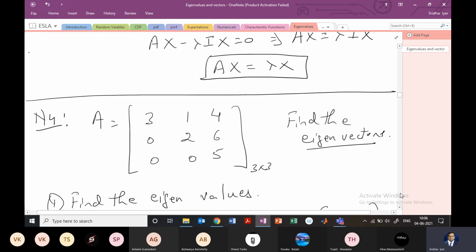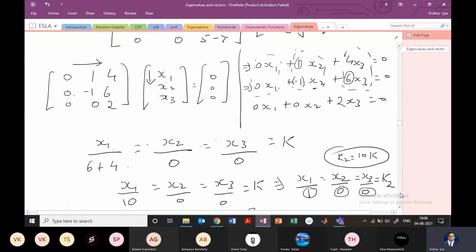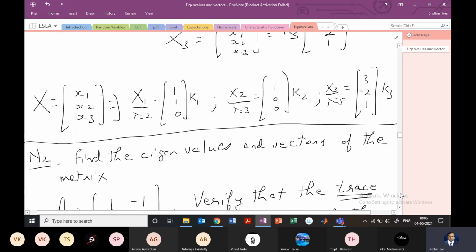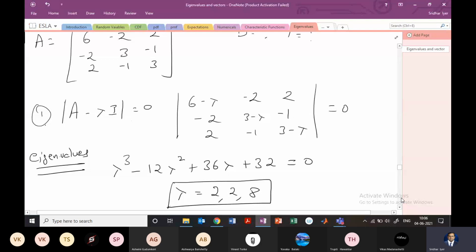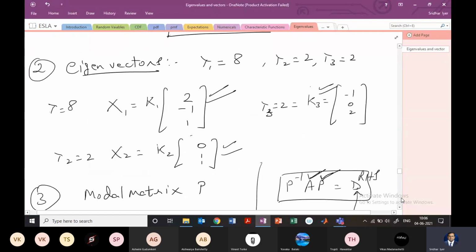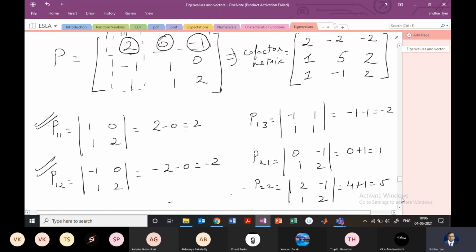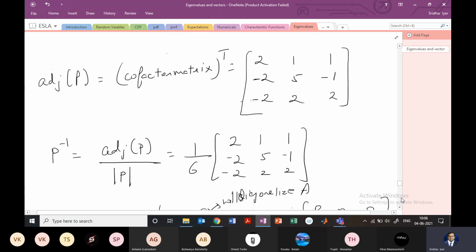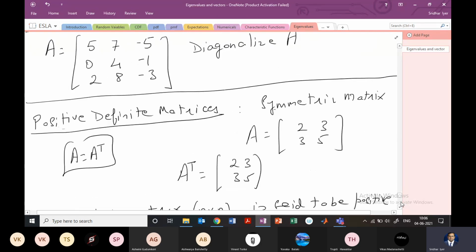So we've seen the process of how to find eigenvectors, for which we need to find the eigenvalues first, and then plug each value of lambda into the equation and get the eigenvectors correspondingly, right? Then in the last lecture we looked at how we can diagonalize the matrix, for which we need to find the eigenvalues, then the eigenvectors, find the modal matrix P, and then prove that P inverse AP is equal to D, where D is nothing but a diagonal matrix having the eigenvalues on its diagonal, right? So that's how we can diagonalize a matrix.